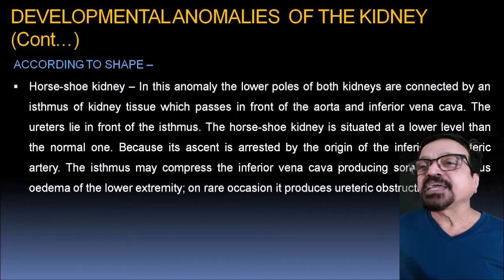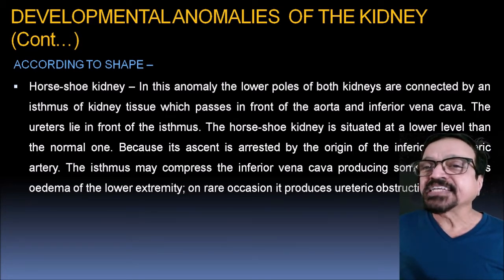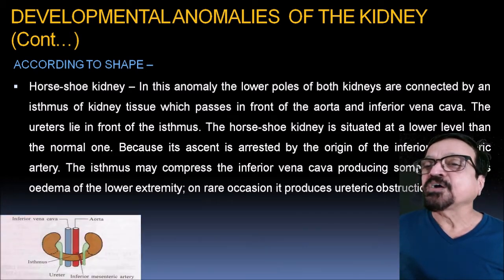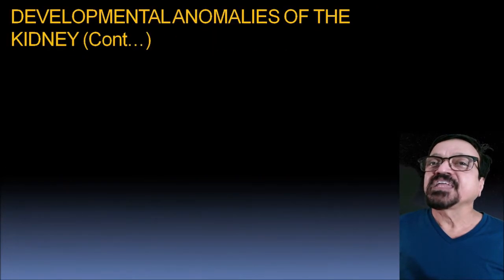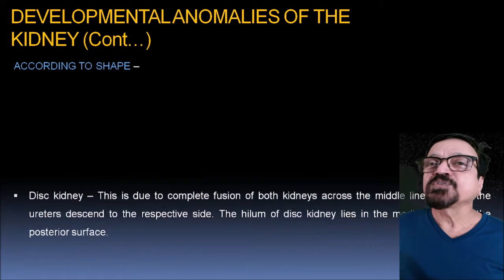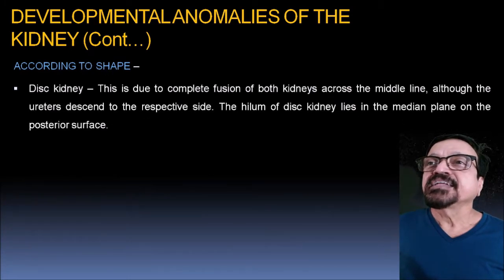The isthmus may compress the inferior vena cava, producing somewhat venous edema of the lower extremities. On rare occasions it produces ureteric obstruction, but by and large they are unobstructed ureters. Now let us come to the anomalies in regard to shape of the kidneys.